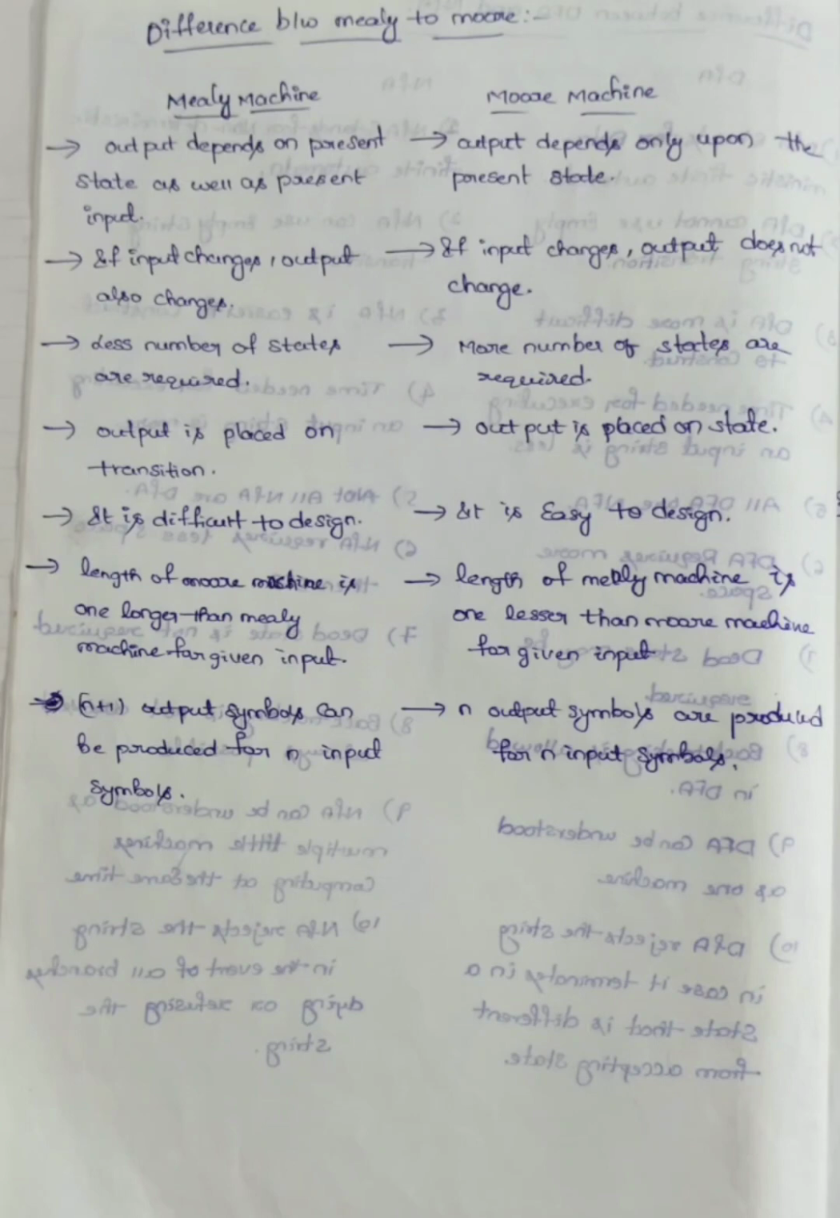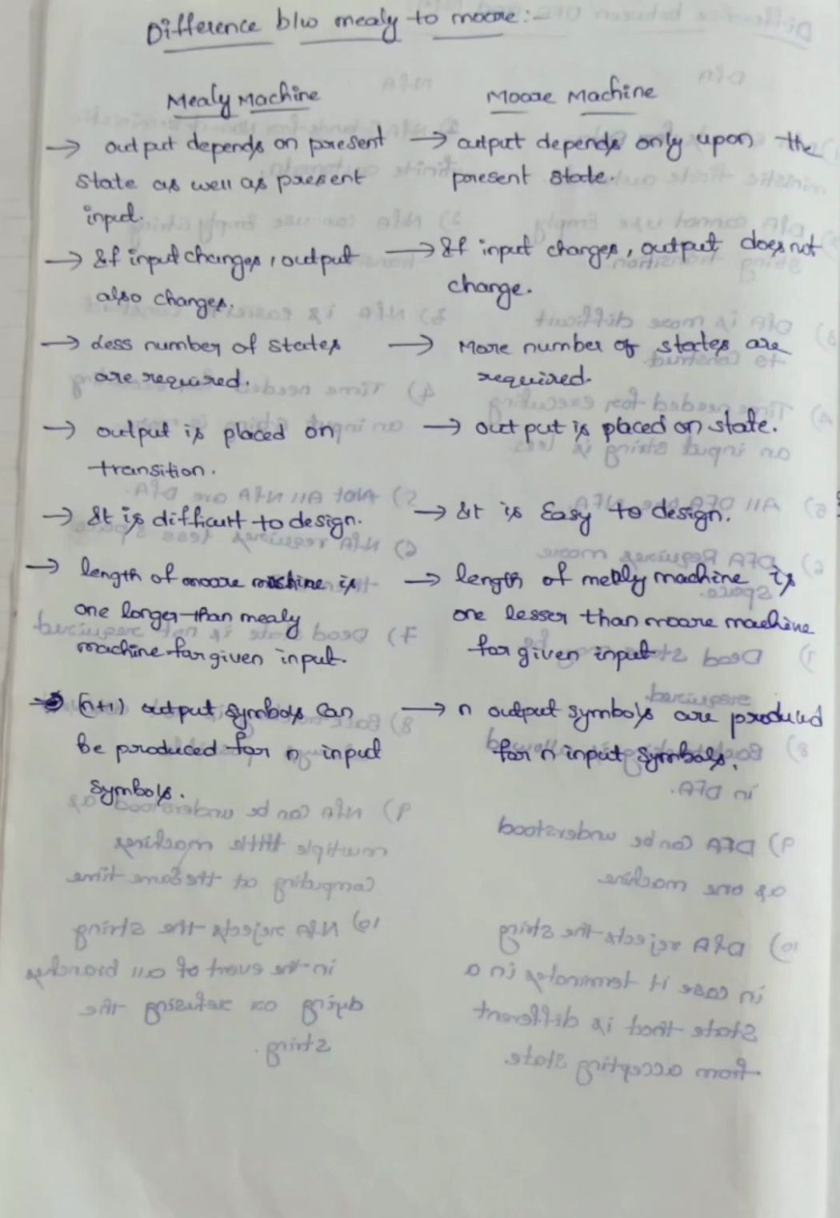Next, what are Mealy and Moore machines? In a Mealy machine, the output depends on the present state as well as the present input, and in a Moore machine the output depends only upon the present state. If the input changes, the output also changes in a Mealy machine. In a Moore machine, if the input changes, the output does not change.